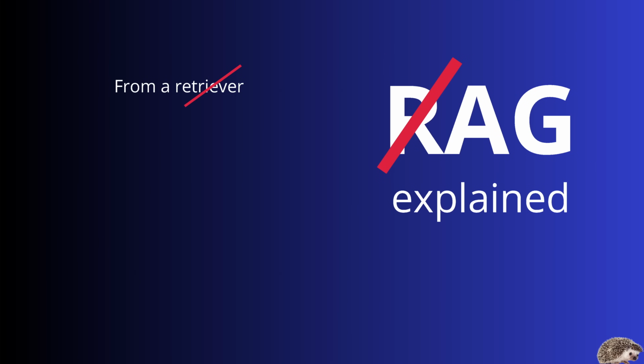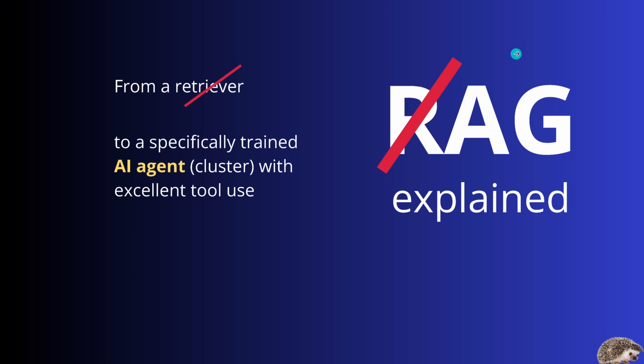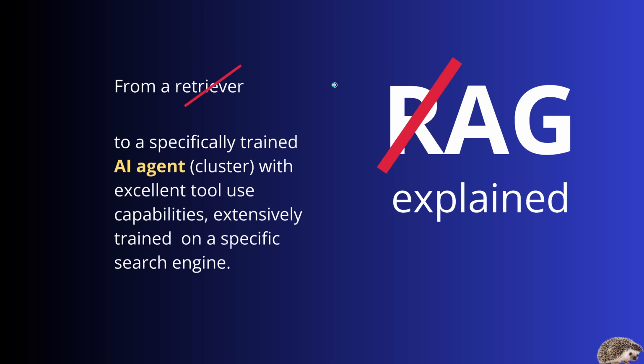As you see, it's not anymore RAG, but let's go, because it's such a beautiful old term, RAG. So the retriever is not anymore a retriever, if you want to call it that. Because now we have a specifically trained, dedicated AI agent, maybe even a cluster of AI agents, more about this later, with some excellent tool use capabilities. We have a self-learning agent for those tool users that is extensively trained on a specific search engine. So this is a highly dedicated expert system that is really improving the quality of our complete RAG system.